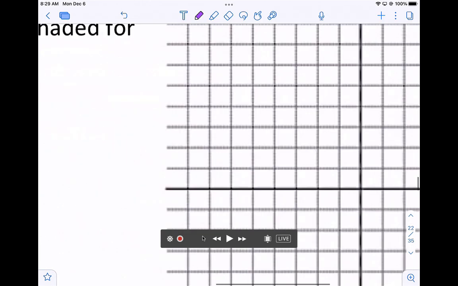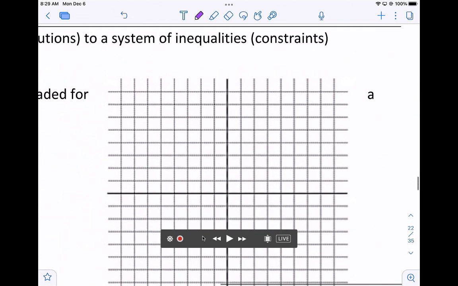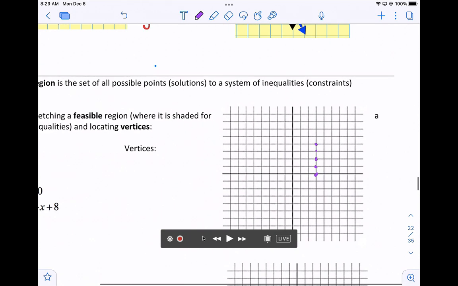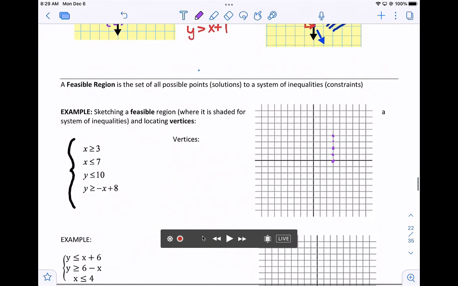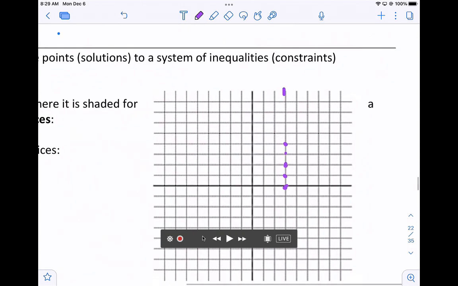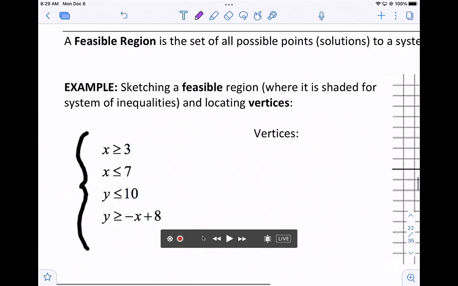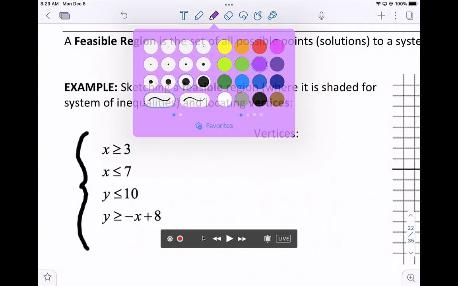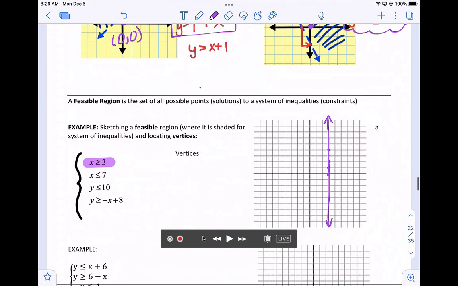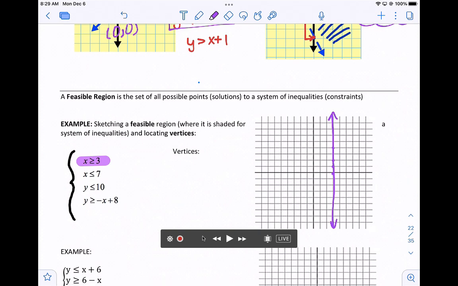The x lines are vertical, so I'm going to find where x is 3. And all along this line right here, x equals 3. And if you look in our inequality, it can equal the line. So I'm going to go ahead and make a solid line, and I want to shade where x is greater than or equal to 3, and so that would be to the right of that line. So there's the first inequality.